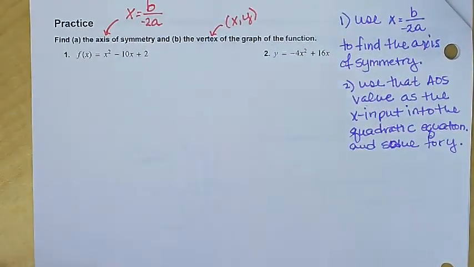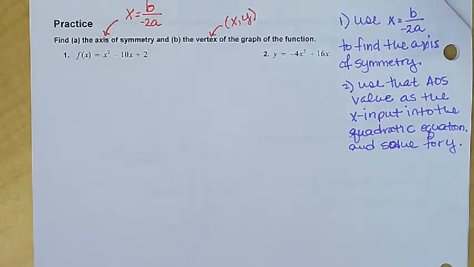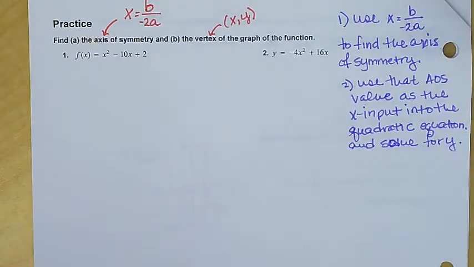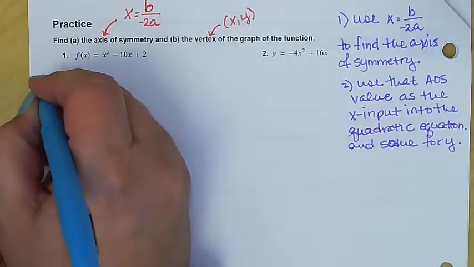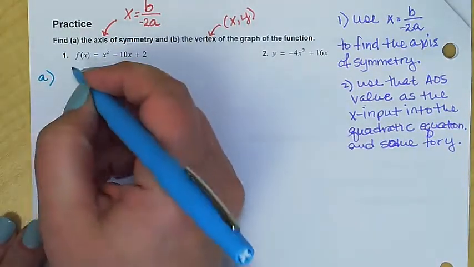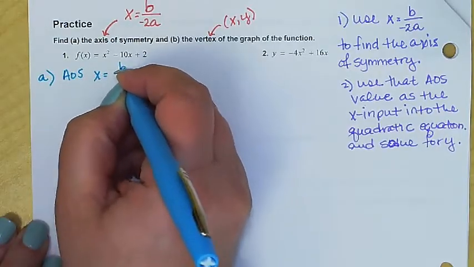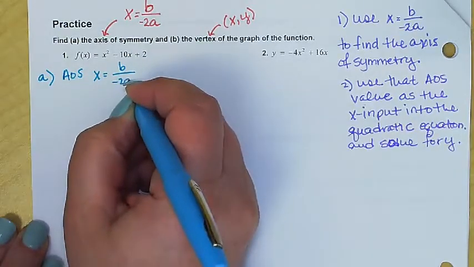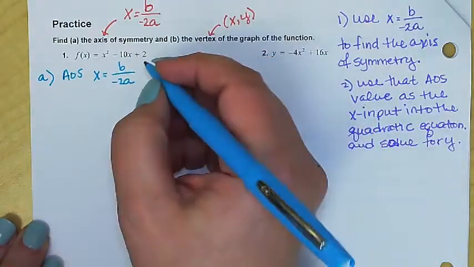Okay, the first thing we want to do is identify what a and b are, because that is what we're going to need to use for our actual work here. So for our formula, part A wants the axis of symmetry. To solve part A here, remember, to find that axis of symmetry, we're going to use b over negative 2 times a. So let's identify our values here.